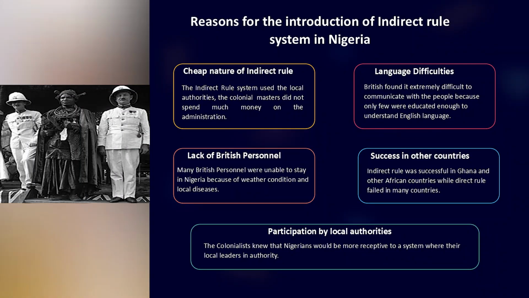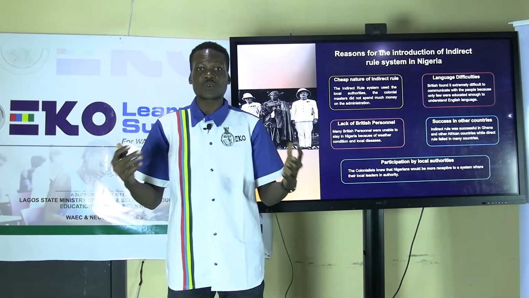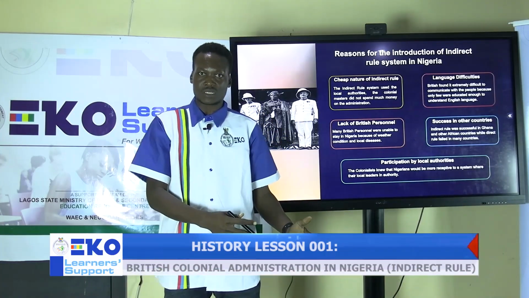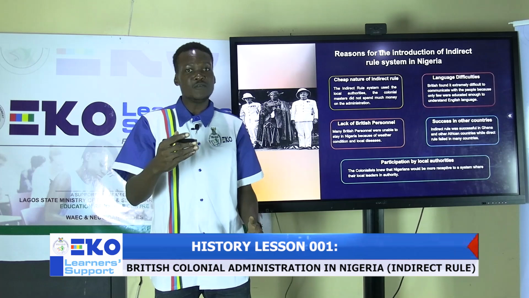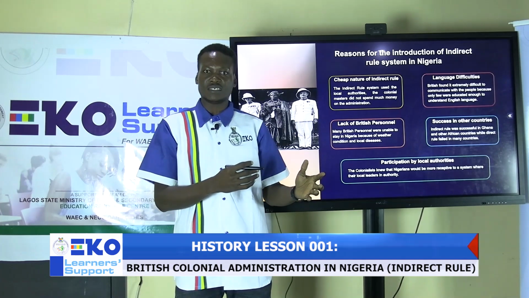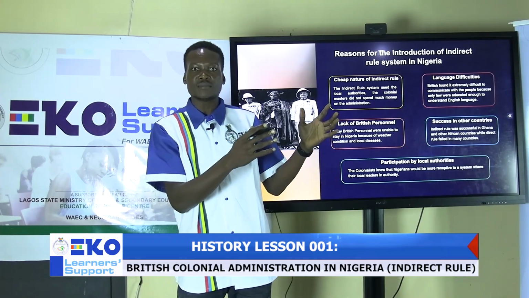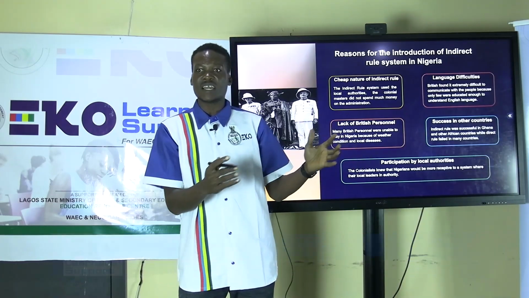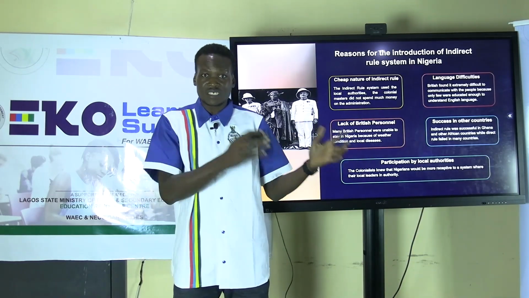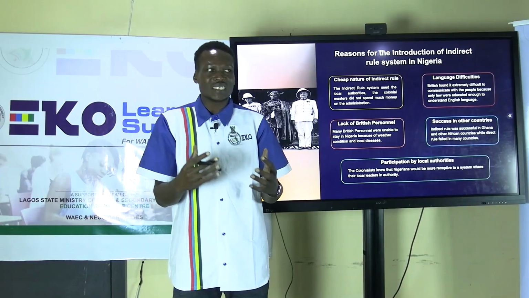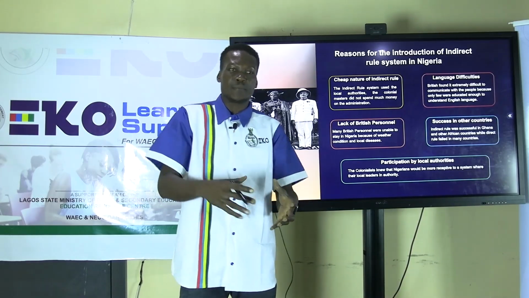Also, lack of British personnel. There were not enough British personnel on ground. Only a limited number of people were sent from Great Britain to Nigeria. That was why Lord Lugard thought he should make use of the native authorities that we had on ground. If you may recall, before the arrival of the colonialists, we had authorities in place during the pre-colonial era. So the colonialists also tried as much as possible to involve them.